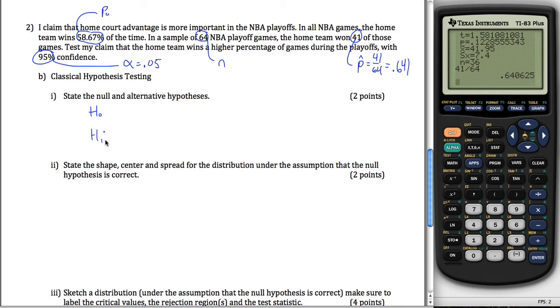Null and alternative hypothesis. The alternative hypothesis is my claim. I'm saying a higher percentage, so P is greater than P naught, which is 0.5867. And my null hypothesis is always going to be that P equals P naught, so P equals 0.5867. So this right here is a right-tailed test.